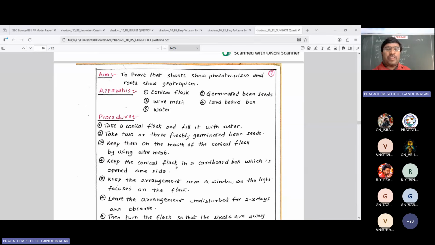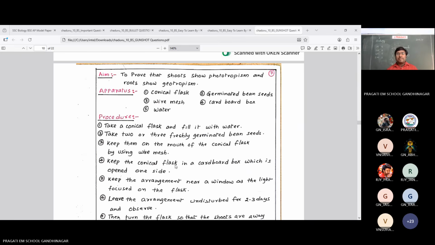This is a very, very important experiment. The phototropism experiment is one of the 8-mark questions. This question will probably be there in the public exam.